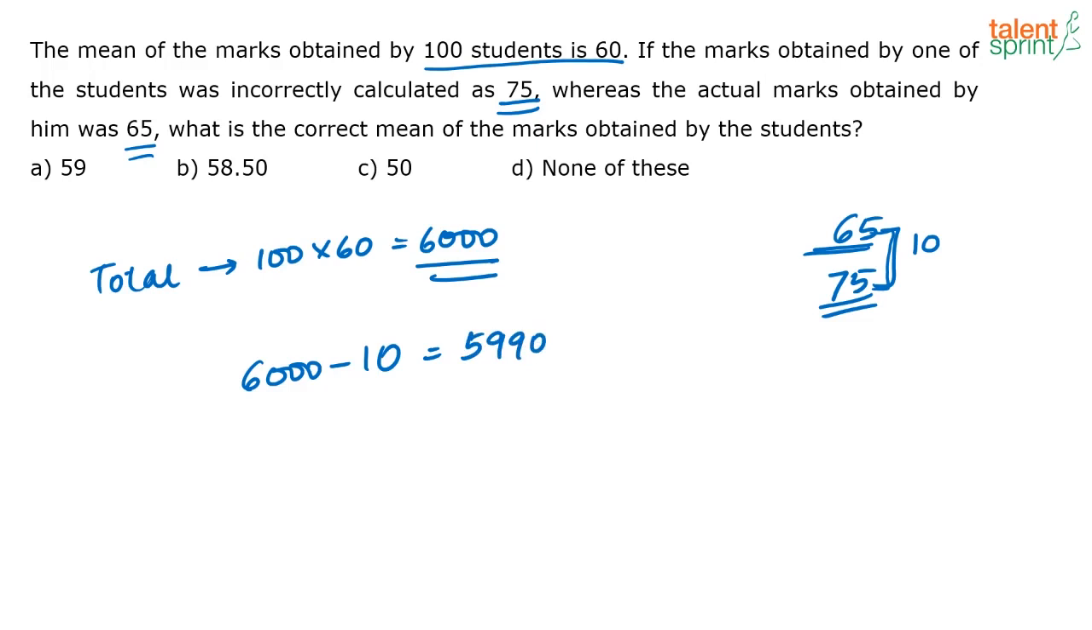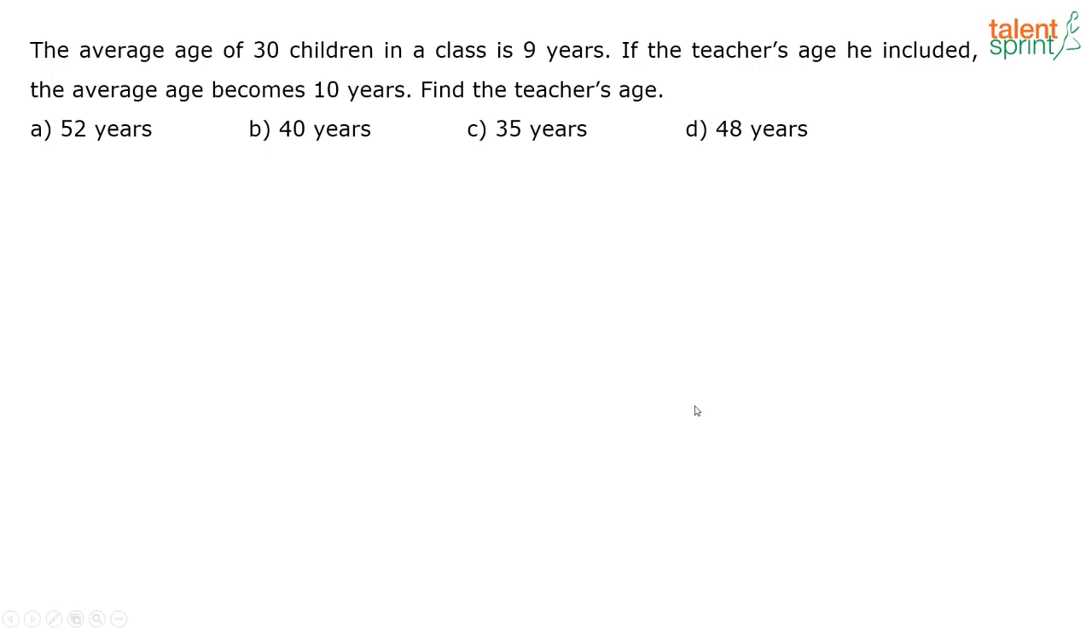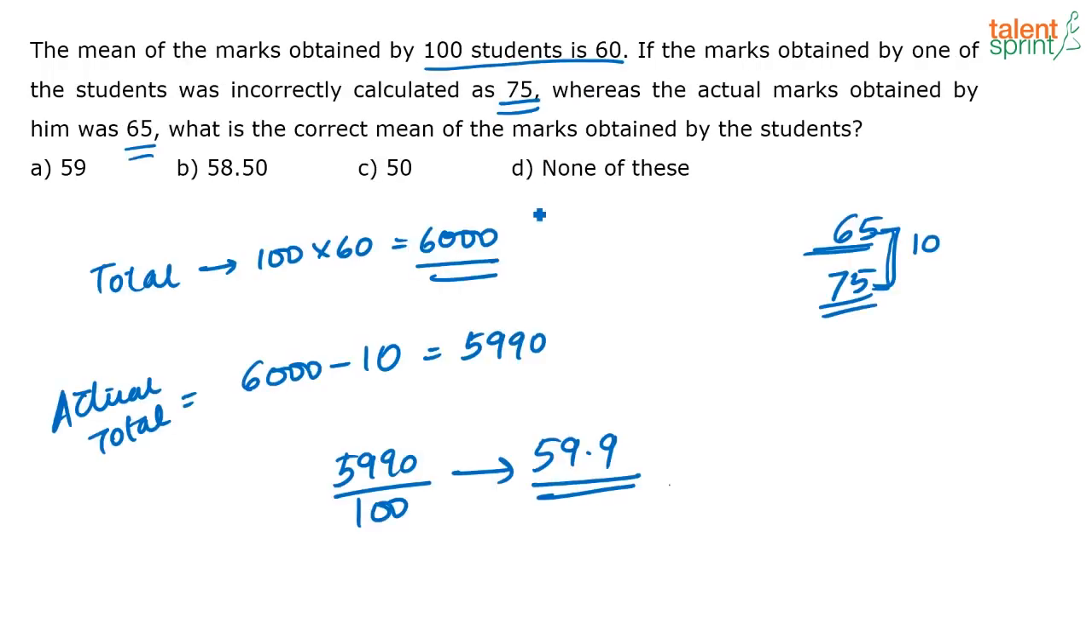Now what is the question? What is the correct mean of the marks obtained by the students? So this is the actual total marks, 5990. How many students are there? 100 students are there. So what is your average? 5990 by 100, that is equal to 59.9, which is not there in the options. So the correct answer that we go with will be option D, none of these.